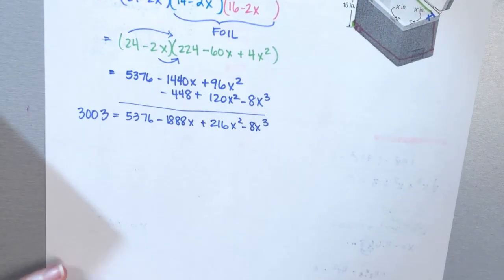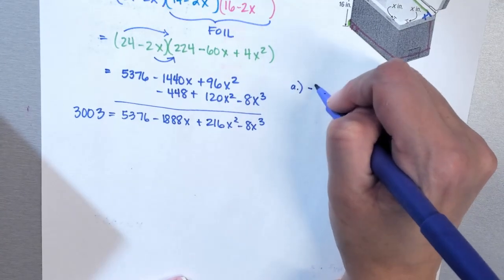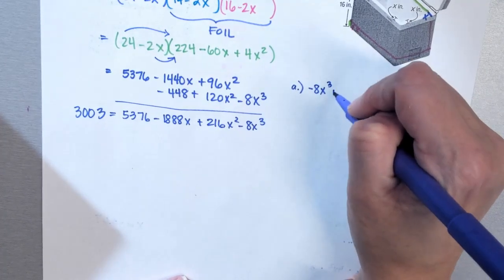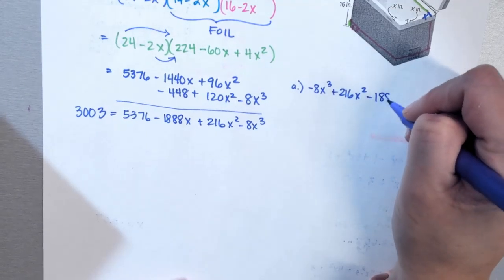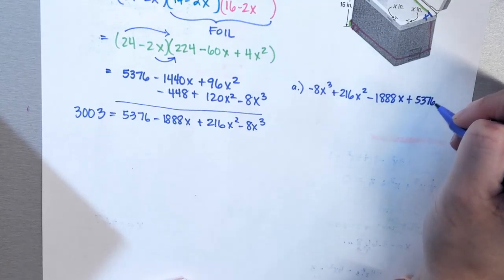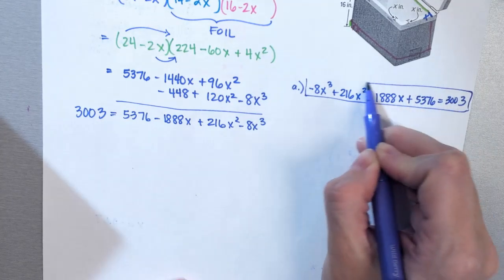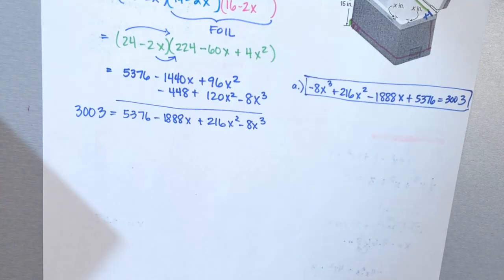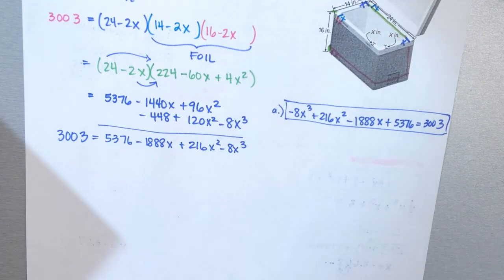And then if you guys want to, you can put this in standard form. So your polynomial is the negative 8x cubed. You don't have to put this in standard form, but a lot of times when you're entering it into your calculator, you're going to want to. Okay, so this is going to be your polynomial equation that represents your situation. Okay, and that's going to be your total volume, the inner volume of the cooler.